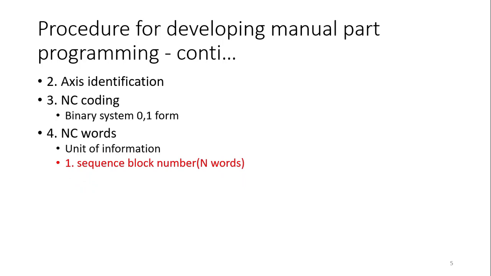Correct? So the first, the N word stands for sequence block number. So wherever in the program N is written, that is a sequence block number. It means N001 is a 1 block, N002 is a 2 block, N003 is a 3 block.